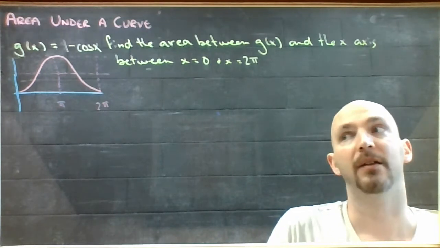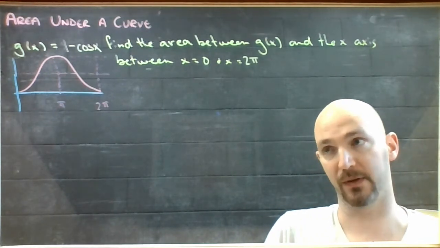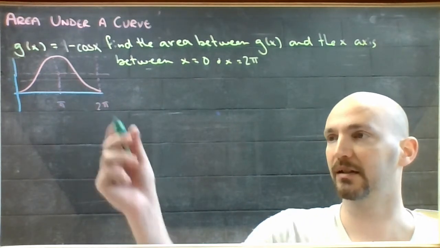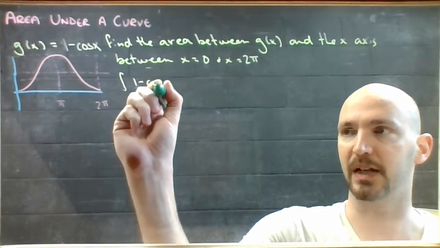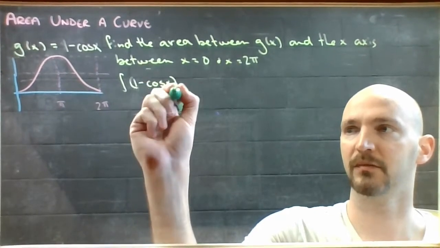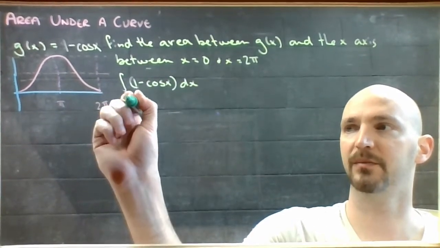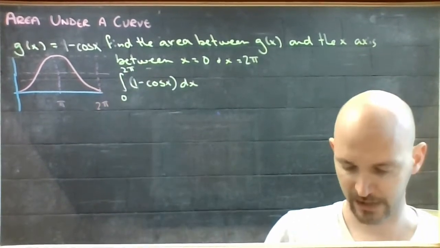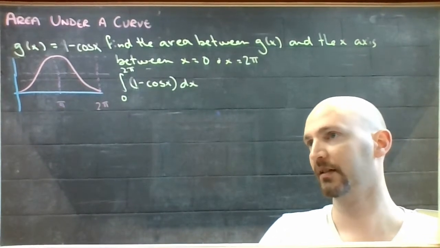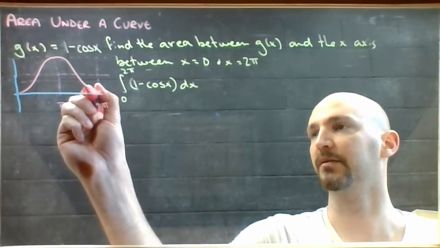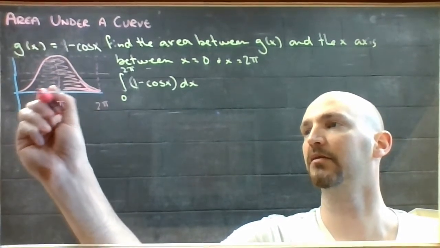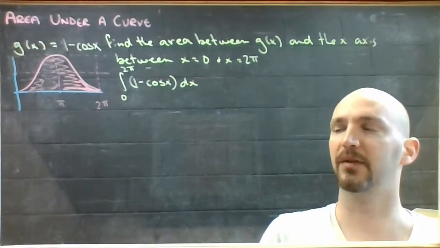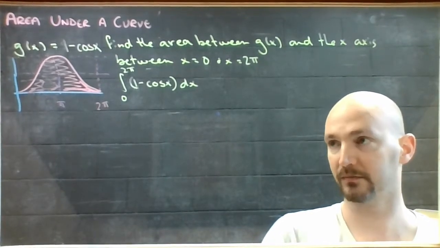Good. So in order to do the area under this one, rinse and repeat, I'm going to have to be integrating the curve 1 minus cos x dx from 0 to 2 pi. And that should give me the area underneath this curve here, everything there from 0 to 2 pi.